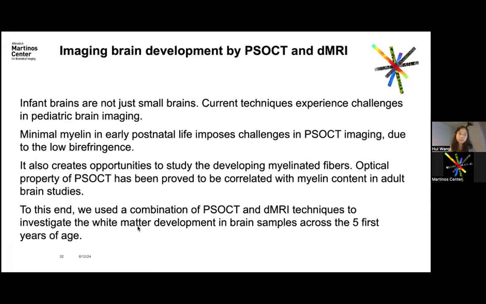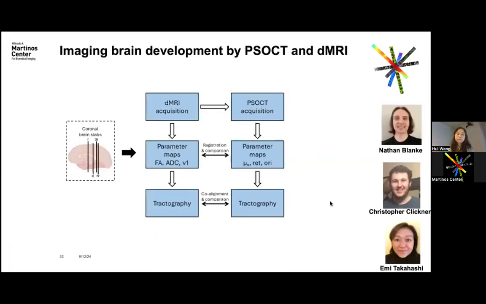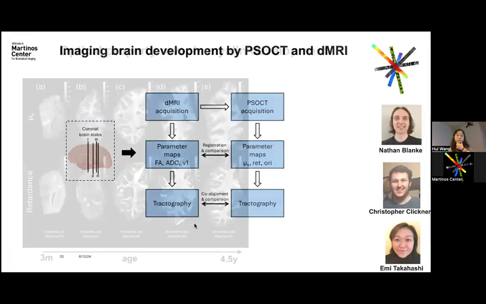But for this study, we used PSOCT and diffusion MR techniques to investigate white matter development in brain samples across the first 5 years. This is a study in collaboration with Dr. Emi Takahashi. From her lab, we got brains from the NIH Biobank that were already imaged by diffusion MR. We collected one slab imaged by PSOCT, got the parameter maps, and compared with diffusion MR.